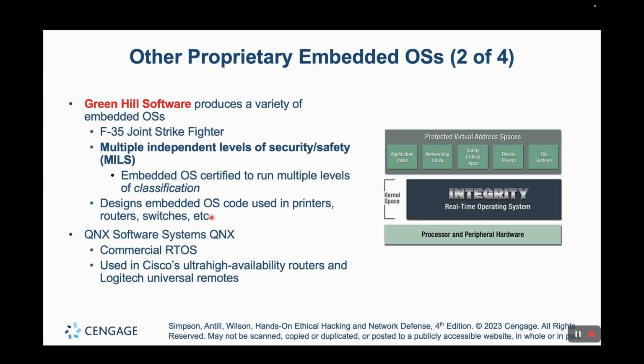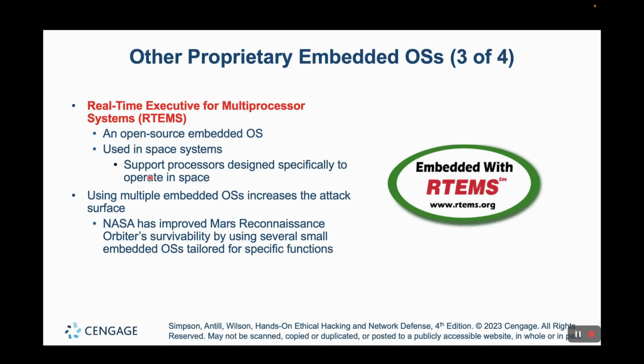Now, you can always find it in printers, routers, switches, etc. And this software, they have their own commercial RTOS and using Cisco's ultra high availability routers and Logitech Universal remotes. Now, here we have another one called Real-Time Executive for Multiprocessor Systems, RTEMS. This is an open source embedded OS. It is also used in space systems. It supports processors designed specifically to operate in space.